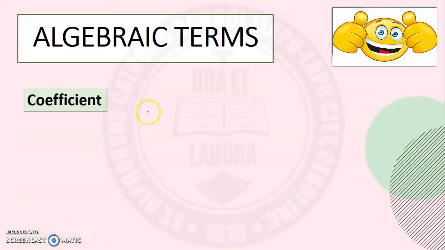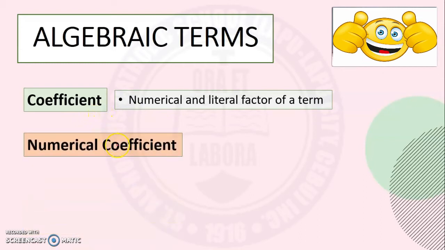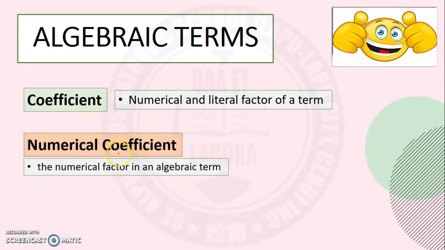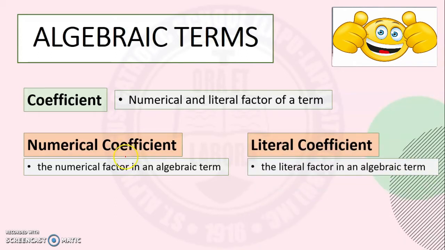Okay, next we have coefficient. Coefficient is a numerical and literal factor of a term. There are two kinds of coefficients. The first one is the numerical coefficient, which means the numerical factor in an algebraic term. And the second is the literal coefficient, which means the literal factor in an algebraic term. To understand better these two kinds of coefficients, let's have an example.